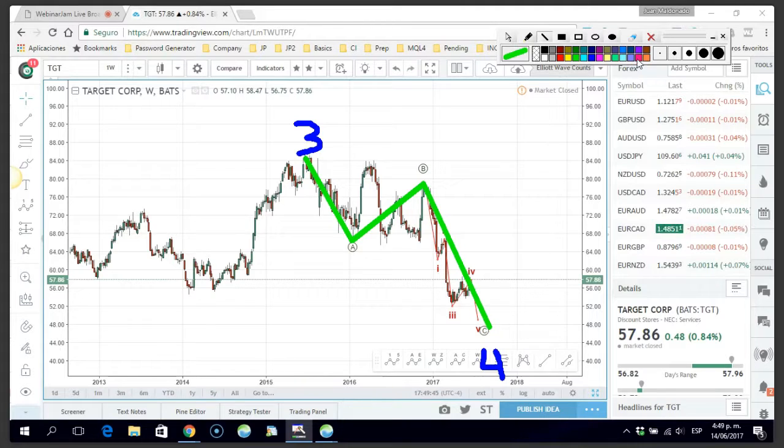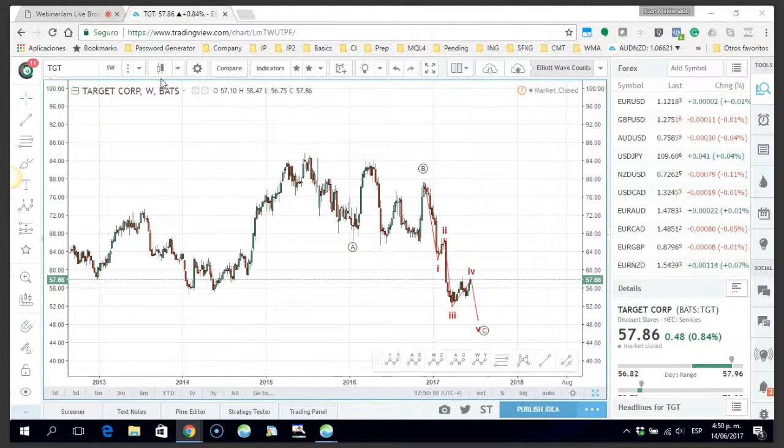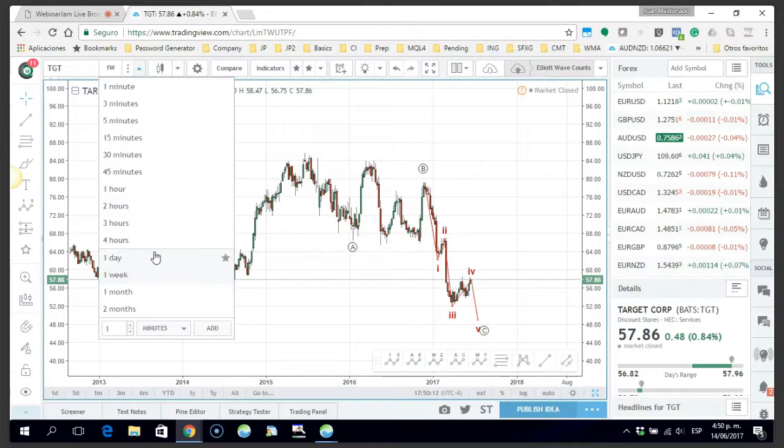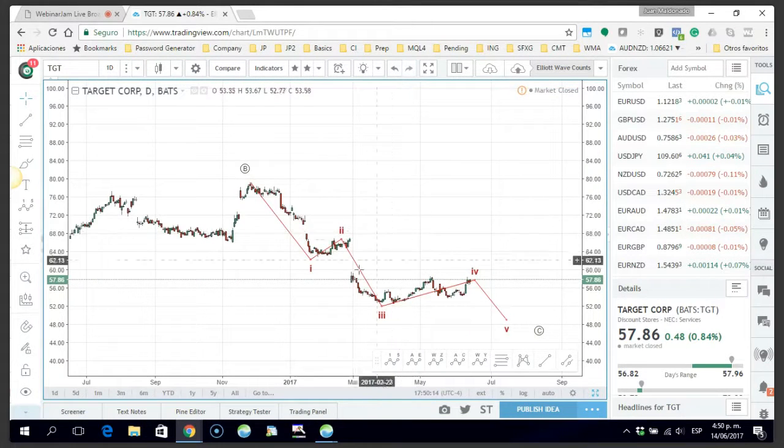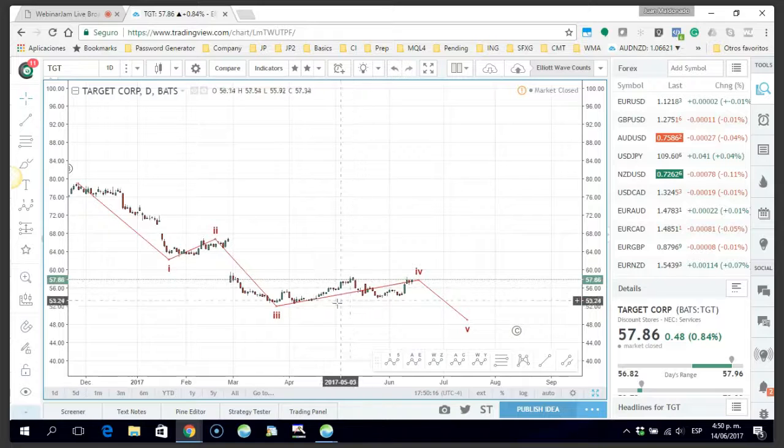As you can see inside the C wave, we only have 3 waves: wave 1, wave 2, wave 3, wave 4. So once the wave 4 is over, and we believe it's really close, and I'm going to explain that setup on lower time frames, the plan is to follow the move down. So let's go to the daily chart. Okay, so here we are on the daily chart.